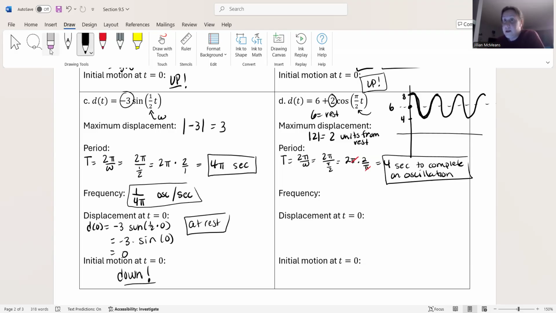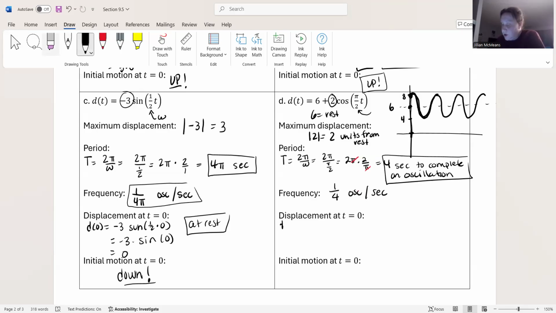Okay, 4 seconds to complete one oscillation. How much of an oscillation is completed per second? Well, 1/4 of an oscillation per second. Now, displacement at t equals 0, we'll think about it. Where is this going to be when time is 0? So time is 0 is right here. Well, we're going to be way up here at 8, but let's go ahead and do the algebra.